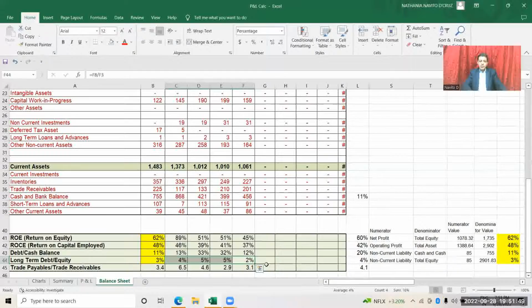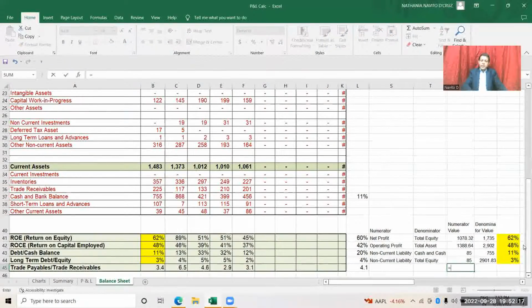I click the percentage. So after we have calculated total long-term debt by equity, we then check what is the ratio of trade payable versus the trade receivable. Ideally, I would expect trade payables to be higher than trade receivables, and the average for Colgate Palmolive is 4.1. So basically, that's the division. You just take the trade payables.